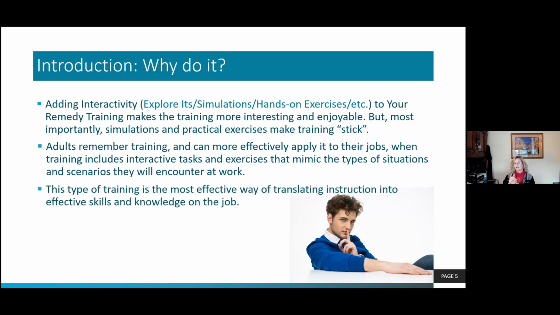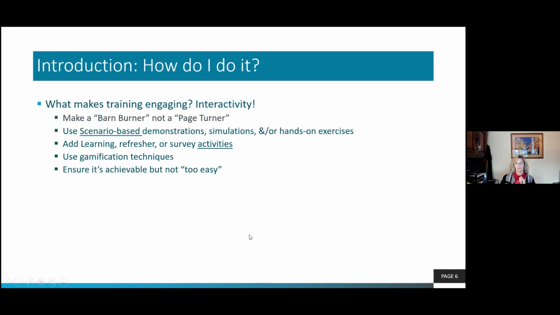The types of training that we're talking about with scenarios and interactivity and simulations and hands-on exercises are the best way that students can actually relate to this and say, oh, this is how I would do this on the job. And then when they get back to that job, the whole goal of your training is to transfer that knowledge and skill to the workplace. It doesn't matter if they remember it all during their test and then they forget it when they get back to the job, right? So we want to make that training stick and make them be able to apply it.